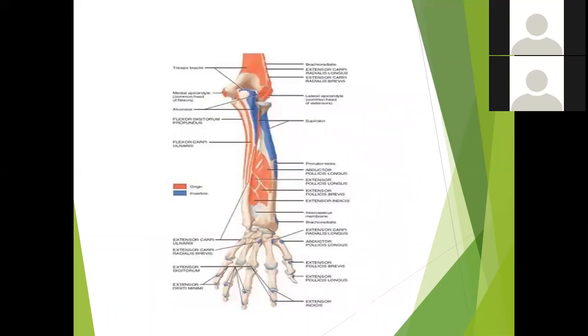Can you see here in this picture the ulnar bone posteriorly? On the lateral aspect, we can see three muscles arising. Above is abductor pollicis longus, the next one is extensor pollicis longus, and the third one is extensor indicis.